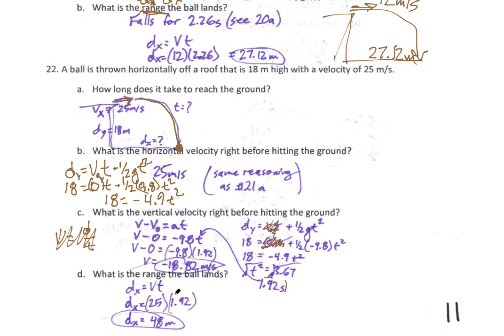So now I'm using that 1.92 from what I solved before. 25 times 1.92 equals 48 meters. All right. That was fun.